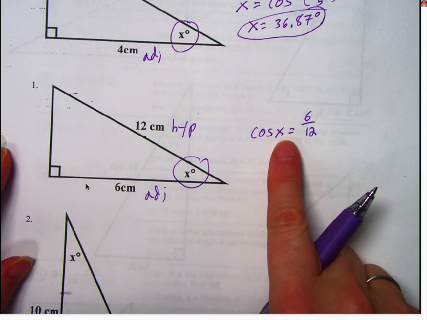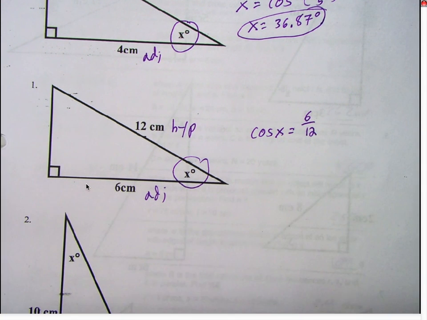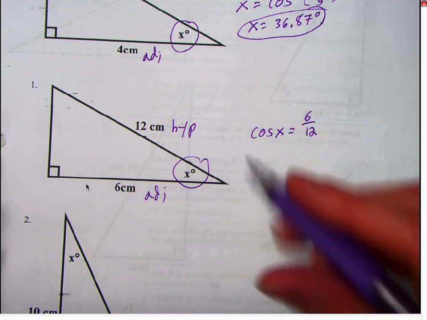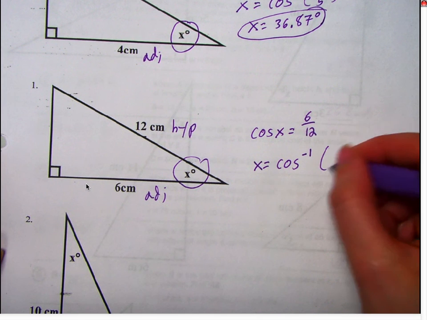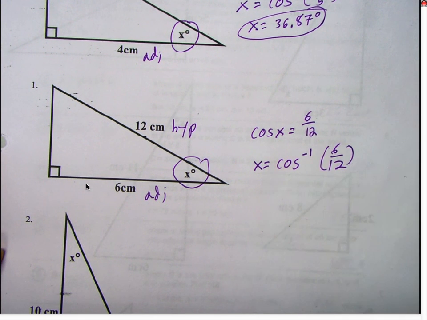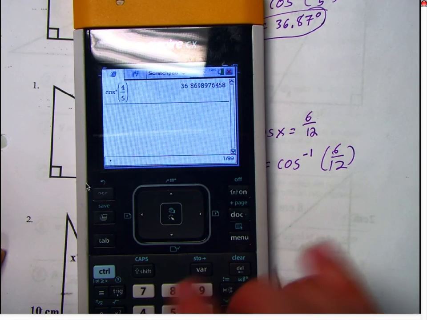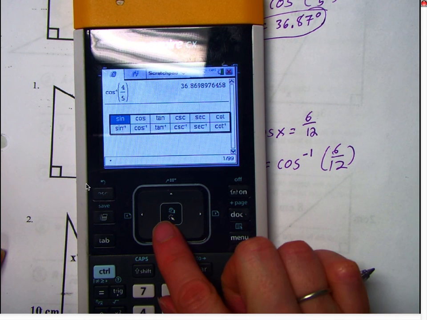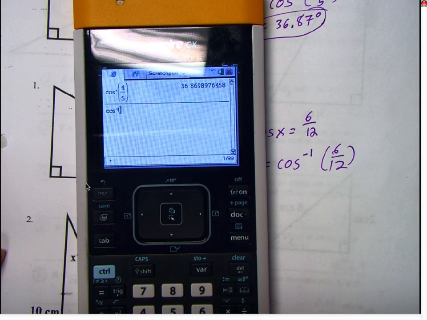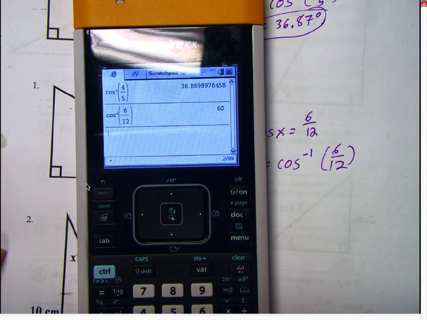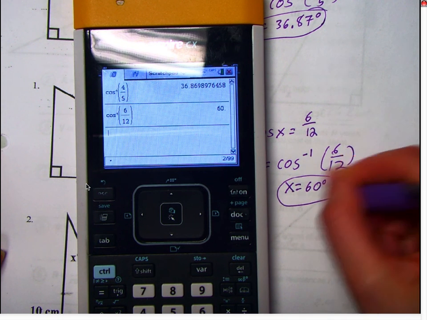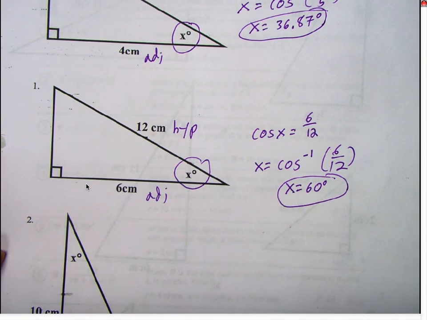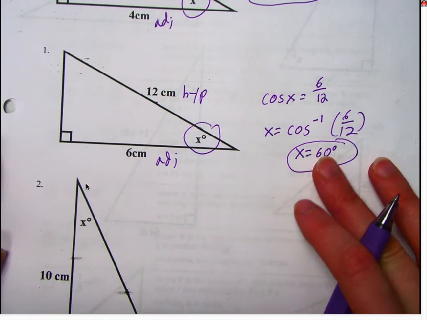And then remember, I don't have an angle next to cosine. So to get rid of cosine, you use the inverse cosine. Cosine of -1, 6 over 12. So I literally go to my calculator, hit the trig button, and I'll see cosine of -1 right under cosine. 6 divided by 12, and I get 60. So x equals 60 degrees.